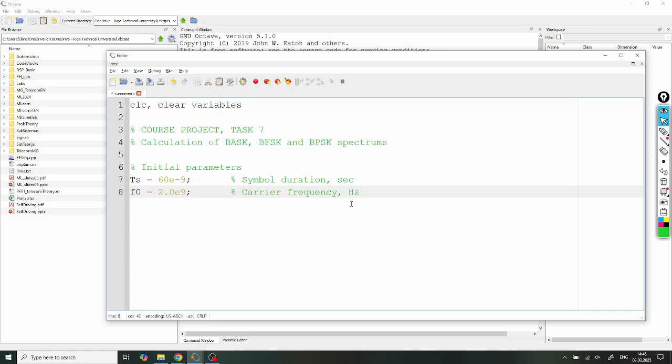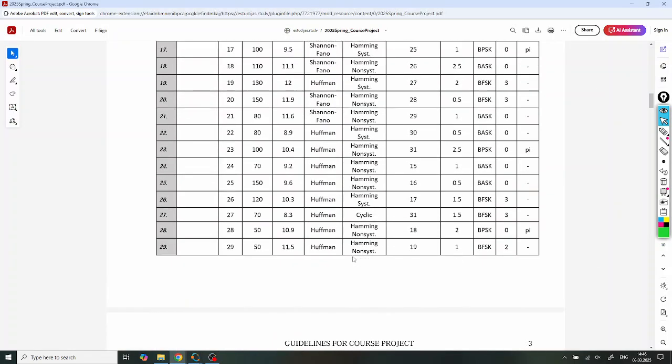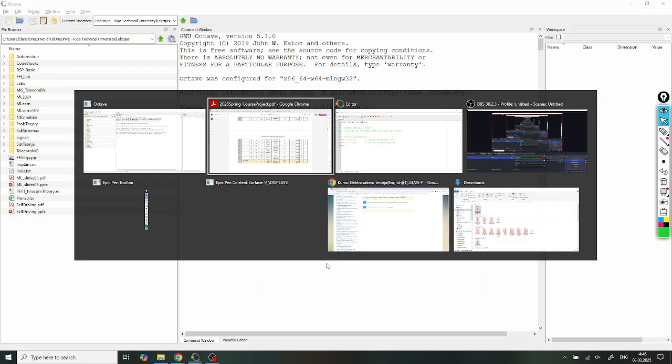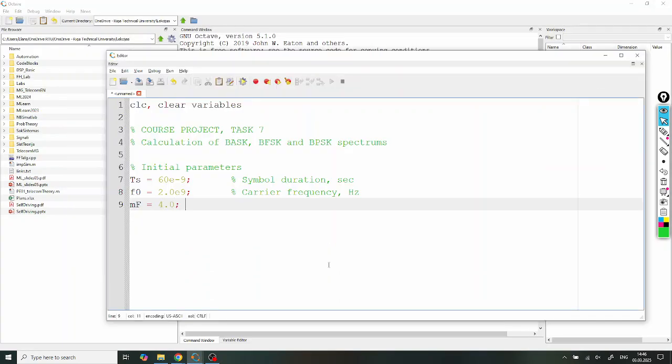And also I need to know modulation index if you have BFSK. So I do have MF. That was 4.0 for me. BFSK only modulation index.